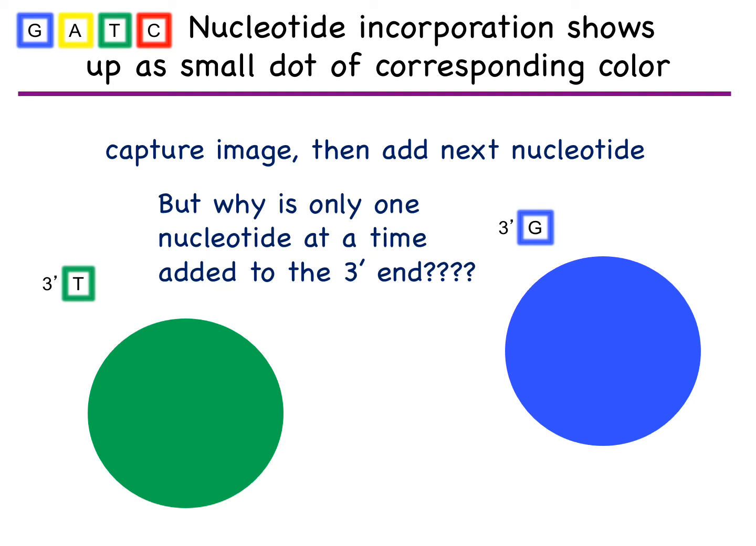So one question that might arise at this point is why is only one nucleotide at a time added to the 3' end? And that has to do with the fact that the nucleotides used in this massively parallel synthesis are modified nucleotides so that you can only add one at a time. So let me just describe what normally happens during DNA synthesis, and I'll describe how they're modified to only allow one base addition at a time.